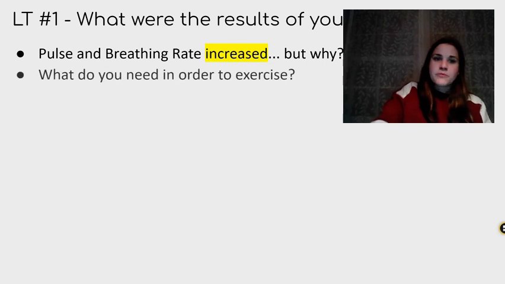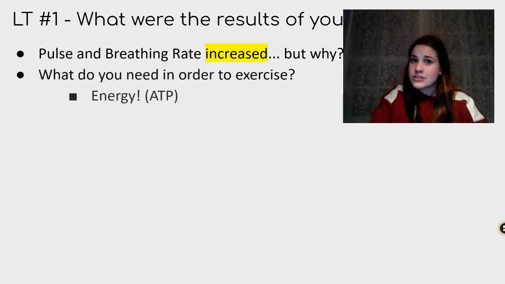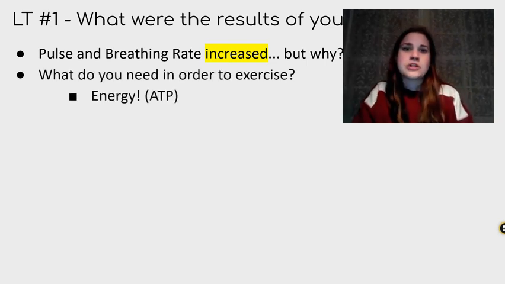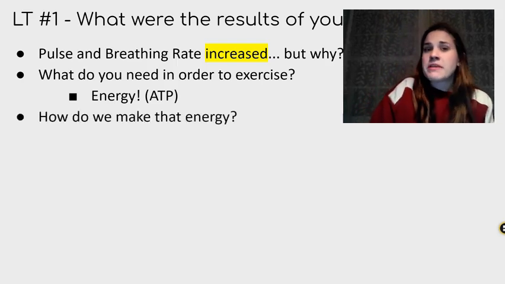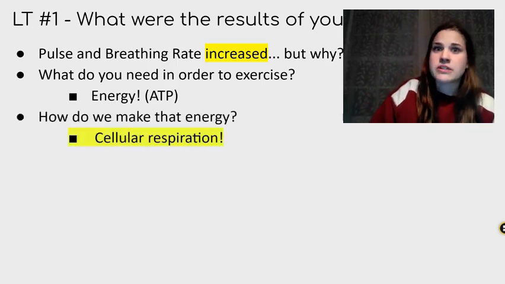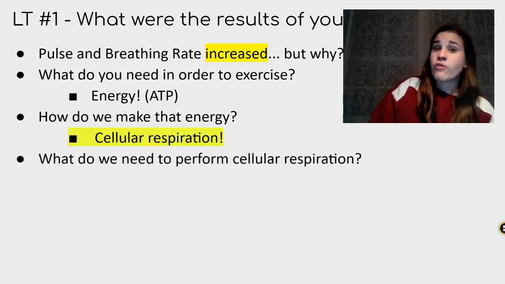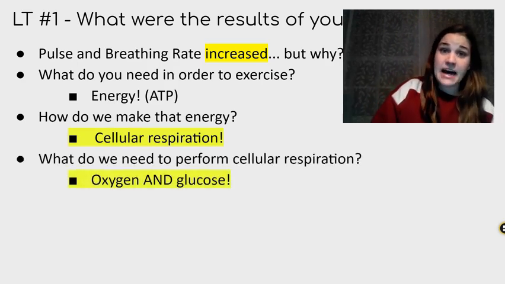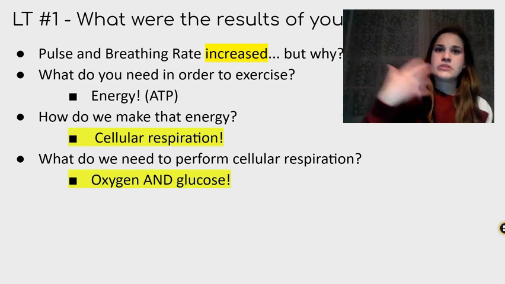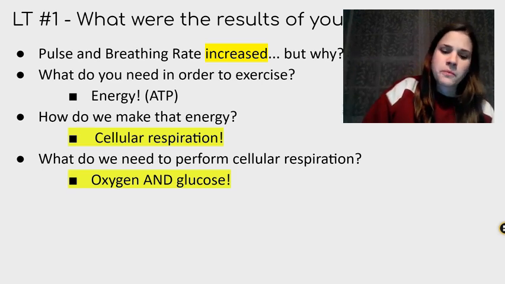But why is that? Well, in order to exercise, you need energy, which we now know from Unit 2 is all about ATP. How do we make that energy? Through cellular respiration, aerobic respiration. And what do we need in order to perform cellular respiration? Oxygen and glucose. This is building off of our background from Unit 2.